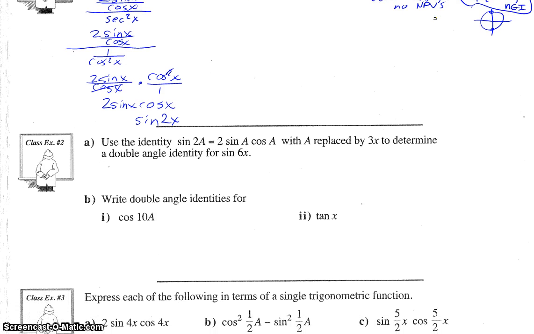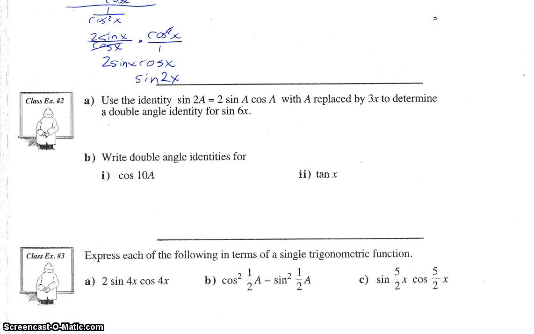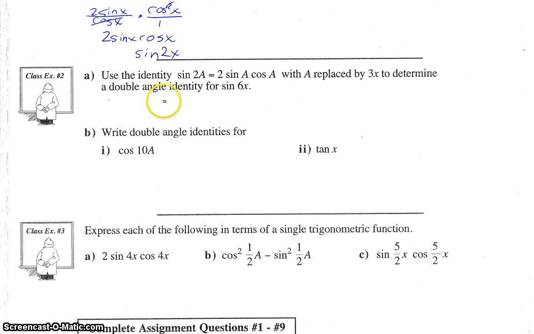Let's go on to example number 2. Use the identity sine 2a equals 2 sine a cos a, with a replaced with 3x, to determine a double angle identity for sine 6x. So they're saying, let's take this and go 2 sine 3x cos 3x, and they want to know what this would equal. If you compare, now instead of a, we have 3x. So instead of a on the left-hand side, we sub that out and put in 3x. In other words, sine 6x is equal to 2 sine 3x cos 3x.